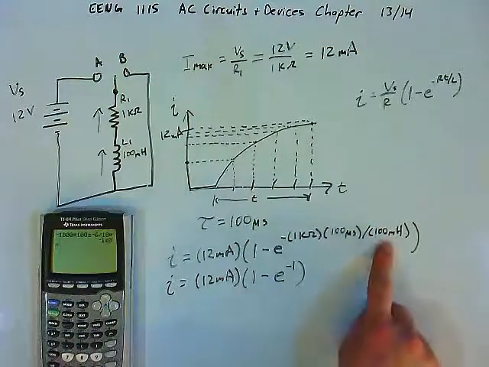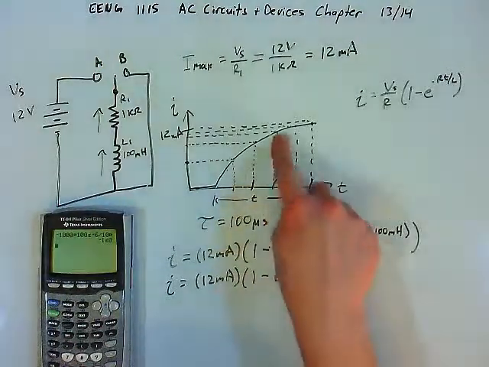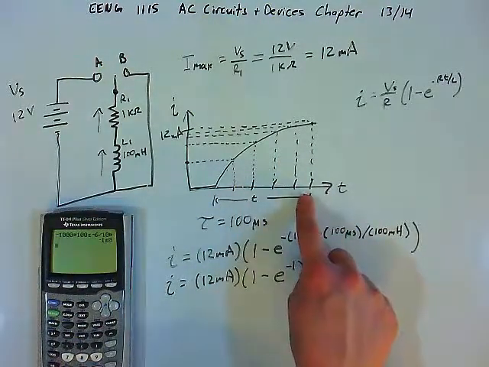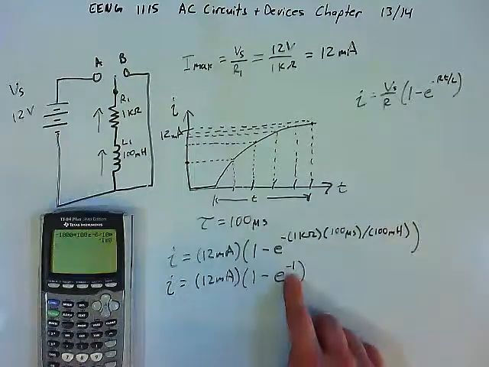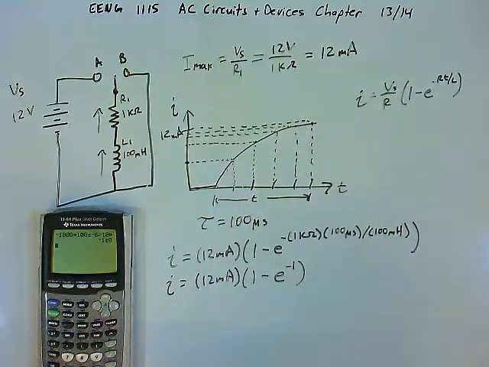If we had plugged in 200 microseconds, we would have gotten negative 2. 300 microseconds, we would have gotten negative 3. If we plugged in 475 microseconds, we would have gotten negative 4.75. Right, that's 4 3/4 of the total amount of time that it takes for the current to increase.